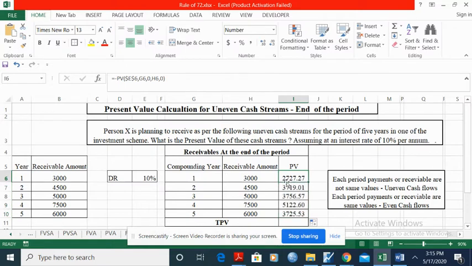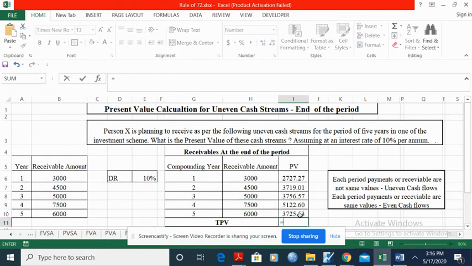So what is the actual meaning of 2727 here? The 3000 rupees that you are going to receive after 1 year, that value as on today is only 2727 rupees. Similarly, what is the meaning of this 5122? The 7500 rupees that you are going to receive at the end of the fourth year, that 7500 value as on today is 5122.